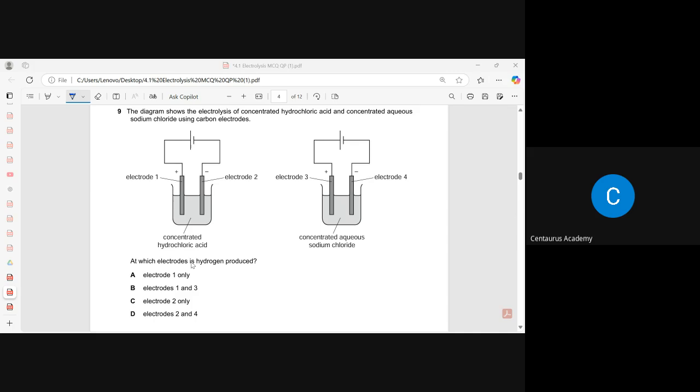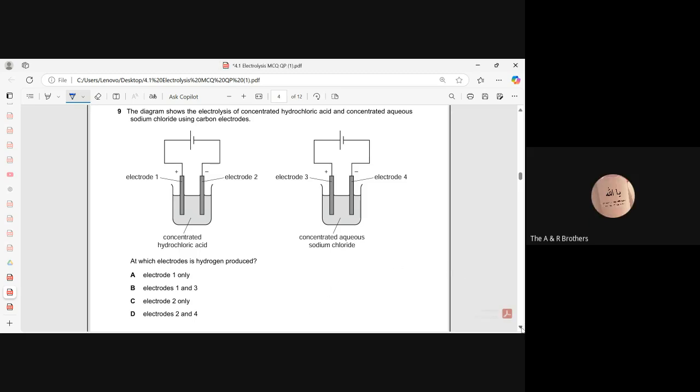D is the correct option choice. Why? Because the negative electrode has to be the cathode, and since both of them are aqueous solutions, hydrogen ions get the chance to be deposited. If you look into concentrated hydrochloric acid, the only positive ion, or cation, that you have here is the hydrogen ions. So they are the only ones which have to be deposited onto the cathode. Okay. Yes. All right. Let's move on to the next one.